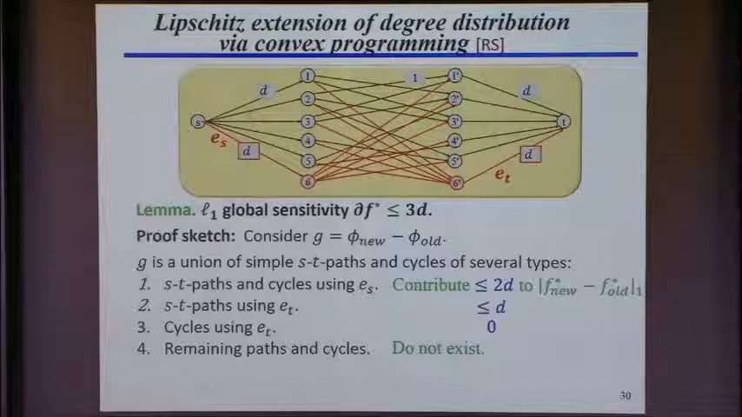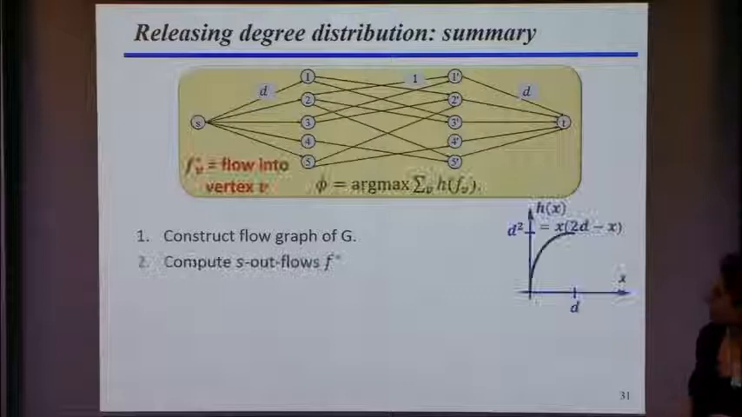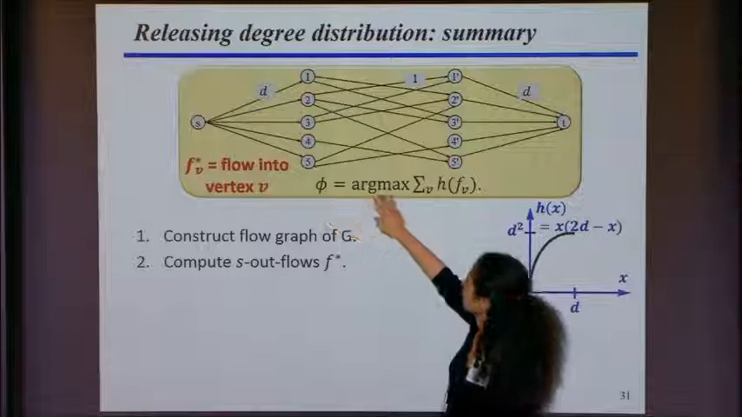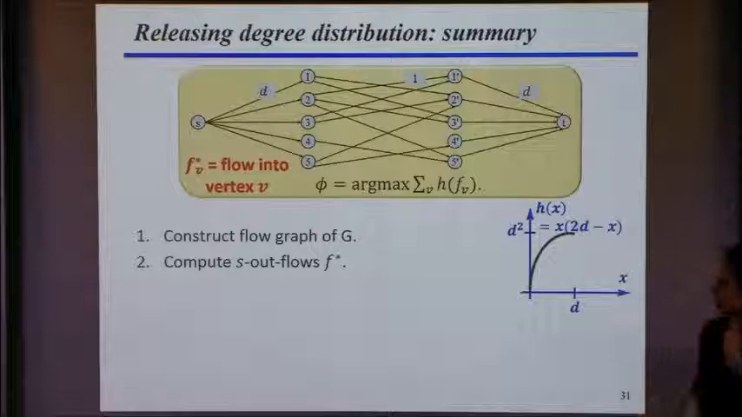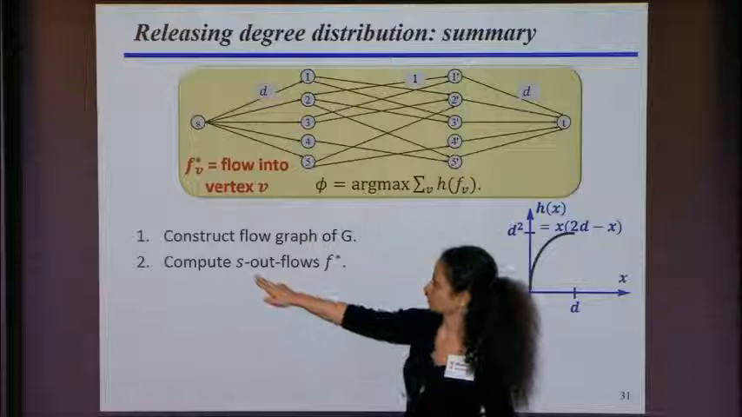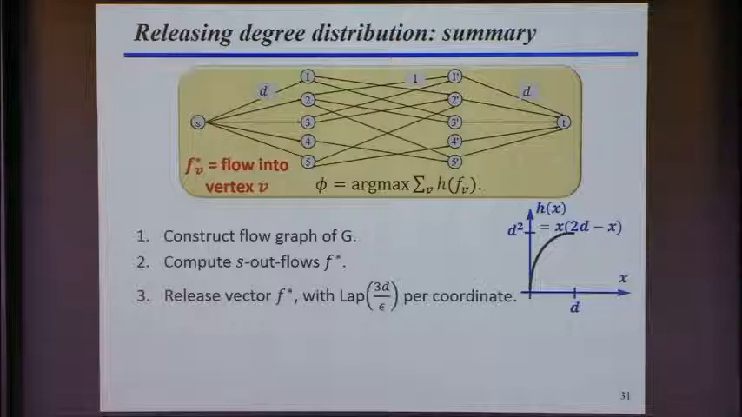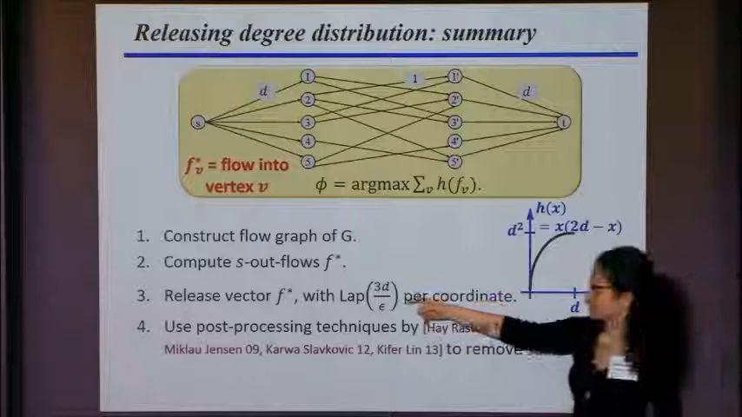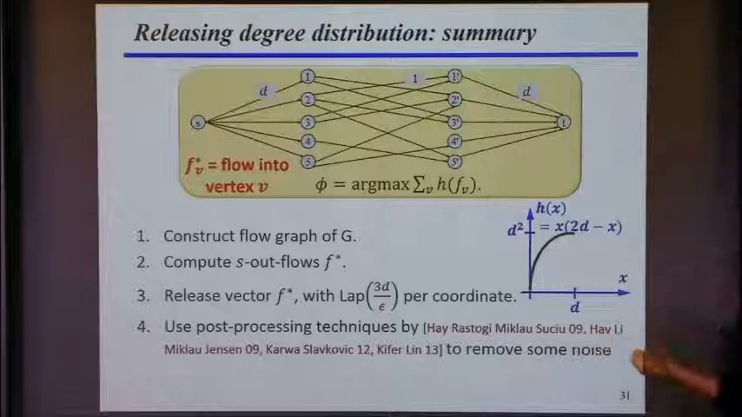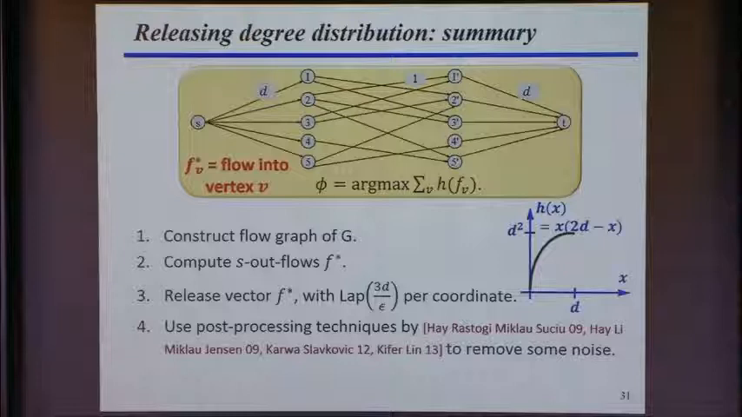So here's the summary of the algorithm. We construct the flow graph. Then, instead of computing the maximum flow, we compute the flow that maximizes the sum of these concave functions applied to the flows. Then we take the S outflows on S, and this is what we release, with Laplace noise 3D over epsilon, because this quantity has global sensitivity 3D. After this, you can just use the known post-processing techniques. Some of them require that you sort the values of the vector before releasing, but basically we have very good post-processing techniques for removing some of the noise in the degree sequences, and also in the degree distribution.